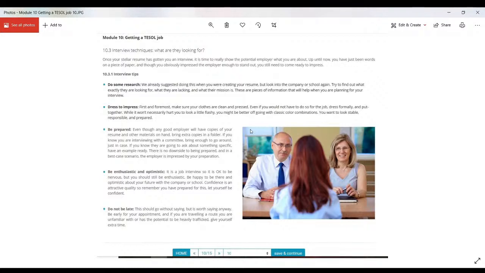Alright, so it says here, while it won't necessarily hurt you to look a little flashy, you might be better off going with classic color combinations. You want to look stable, responsible, and prepared. Makikita yun sa pananamit natin, right? Be prepared. Even though any good employer will have copies of your resume and other materials on hand, bring extra copies in a folder. If you know you are interviewing with a committee, bring enough to go around. Just in case, if you know they are going to ask about something specific, have an example ready.